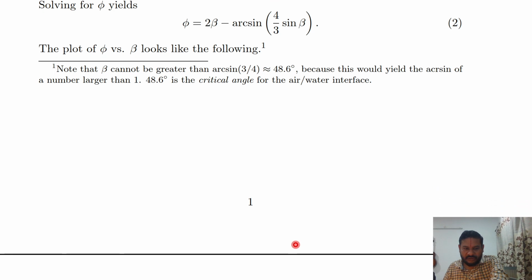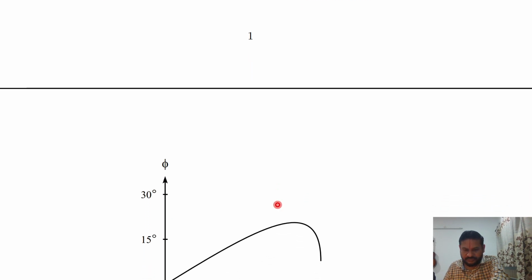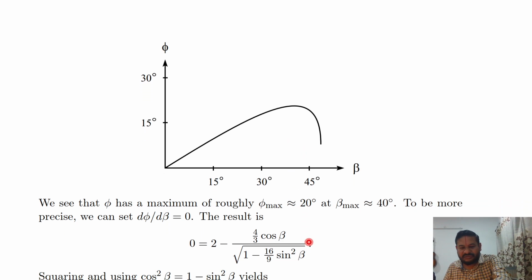Okay, by the way, Morin has also shown the plot of phi versus beta. So what's the significance of phi versus beta? So here you see for different values of beta, we are getting the same value of phi. That means so many rays are becoming parallel over here. Phi is not changing. Okay. So phi has got maximum value.